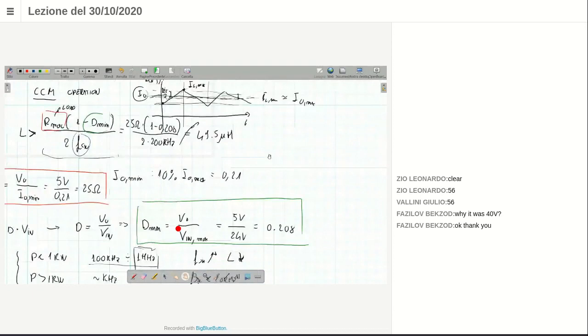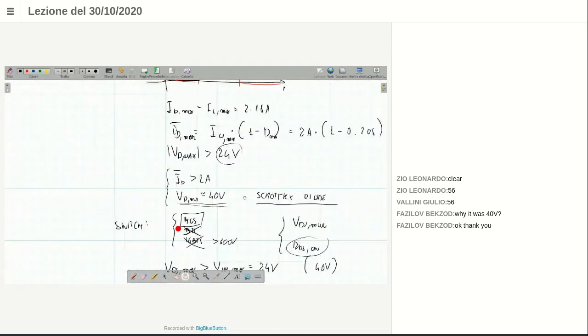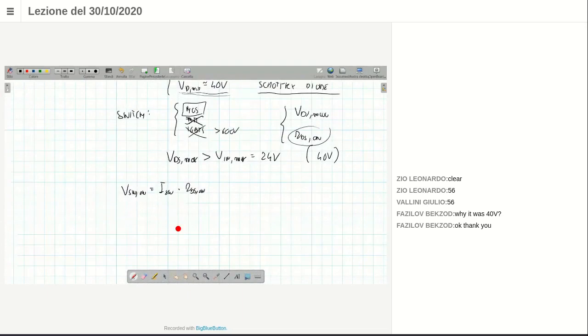Okay. So typically we specify that this ratio is from 1 to 5%. We want V switch over V in from 1% to 5%. It means in our case that since V in is 5 volts, we can accept, let's say, 0.1 volts of switch voltage.